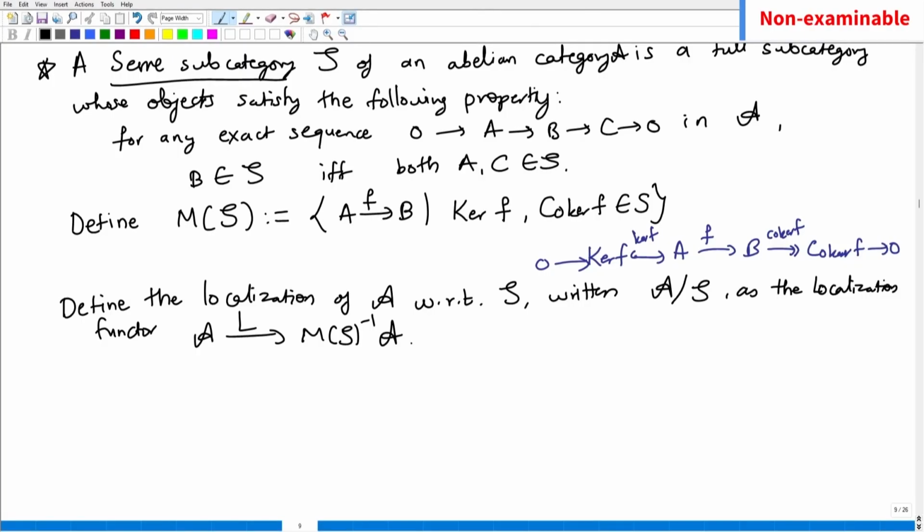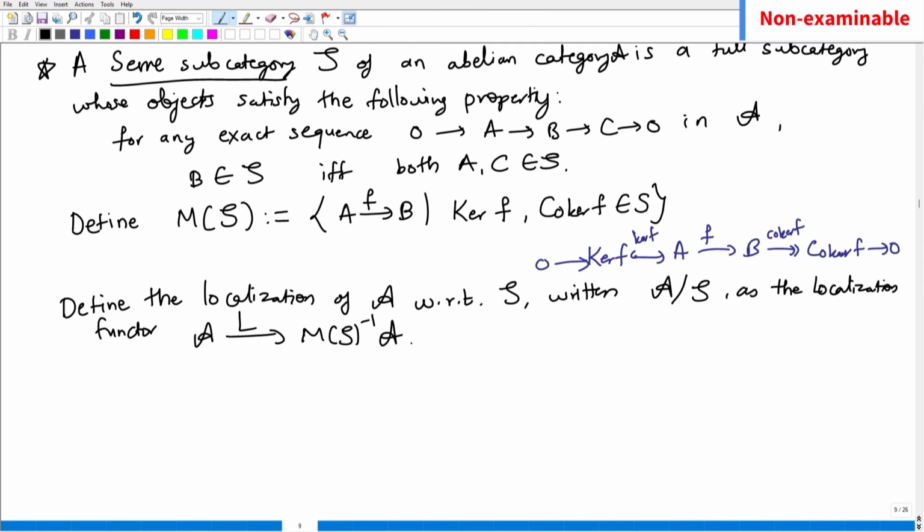Some keywords if you want to search are hereditary torsion theories, orthogonality classes, then Serre subcategories, and obviously just ordinary multiplicative systems. If you want to know more, you should Google these things. Hereditary torsion theories, orthogonality classes, injectivity classes, these are all related terms.